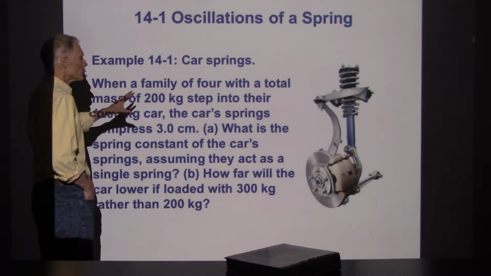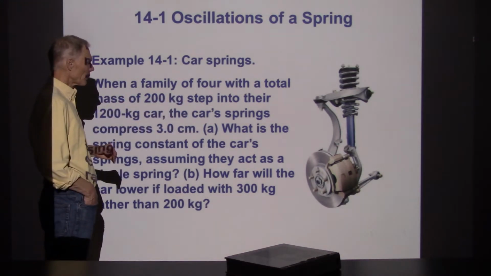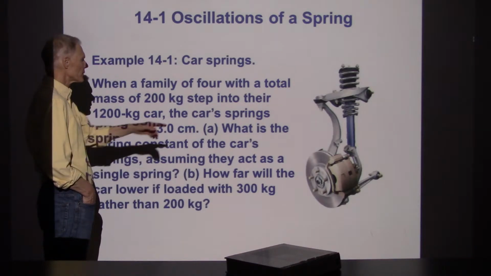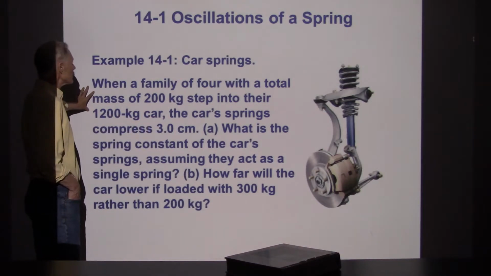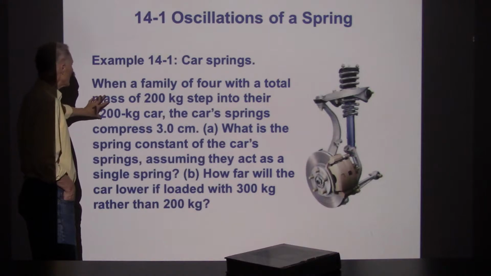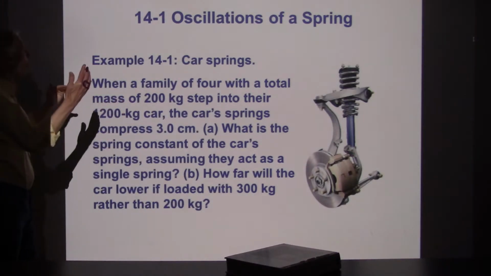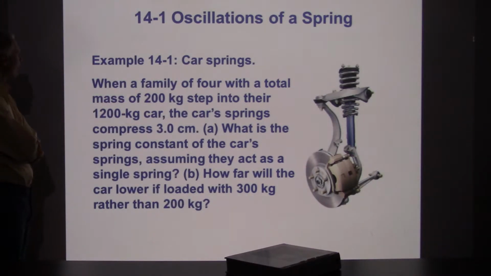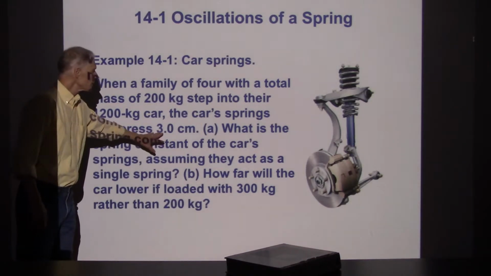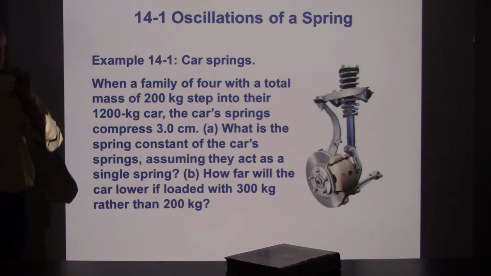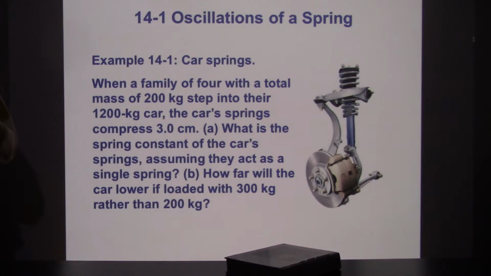Now here's a set of car springs. They went into a lot more detail, showing the brakes and everything. So it says that we have a car, and a family of 4 with a total mass of 200 kilograms climb into their 1,200 kilogram car, and the car compresses. You know, when you get in your car, it's a little lower. The suspension compresses a little bit. And then it says, what is the spring constant of the car's springs, assuming they act as one combined spring.